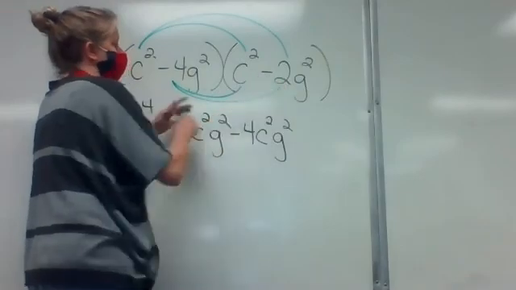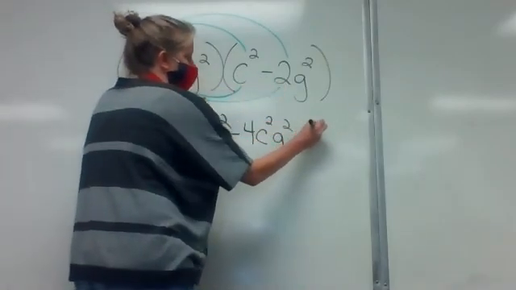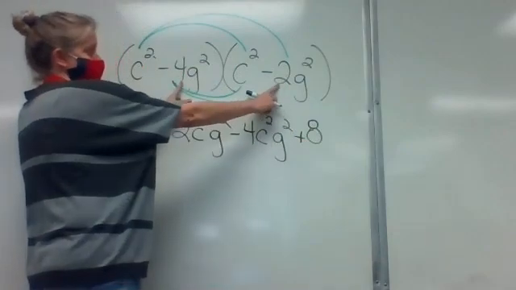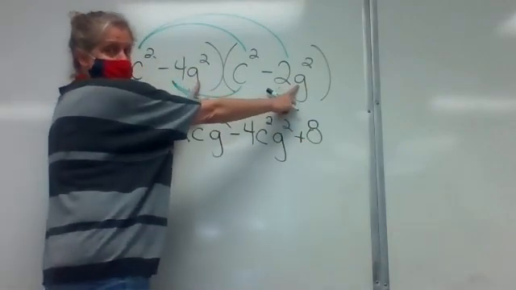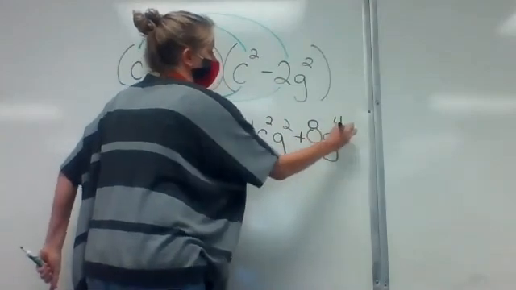And then my last, negative 4 times negative 2. A negative times a negative gives me a positive 8. Now my letters are the same, right? I've got g squared, g squared. So if I add those exponents, I get g to the 4th.